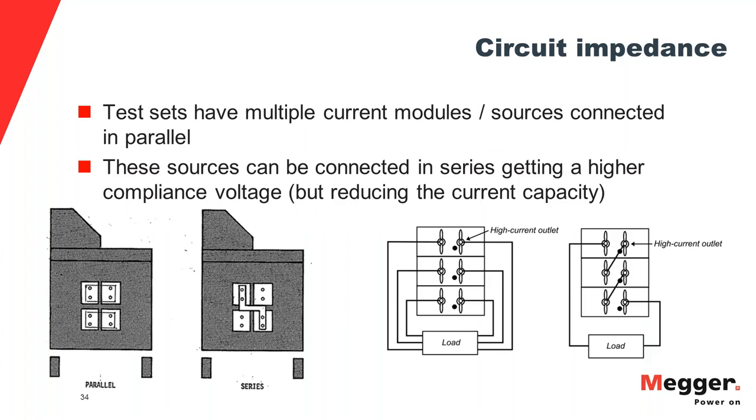Then there are some test sets which have multiple sources or multiple current modules, which are usually connected in parallel. Those sources or modules can be connected in series so that you get a higher compliance voltage. But in this case, you get a higher voltage, but the current capacity reduces. So for example, if you have two sources which are connected in parallel normally, and the compliance voltage is V, the current capability is I, if you connect those two sources in series, now you'll get a compliance voltage that is twice of V, but the current capability will be reduced to half of I.